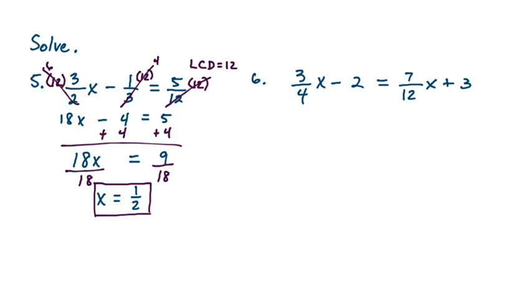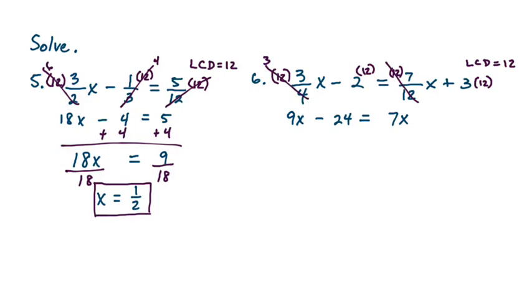On number 6, again, if you look at the bigger number, which is 12, it's divisible by 4. So that is going to be my LCD. So let's multiply all our terms by 12. So 12 divided by 4 is 3. 3 times the 3 times x is 9x, minus 2 times 12, which is 24. And then we have 12 times 7 over 12. The 12s will cancel. We're left with 7x. And then plus 36.